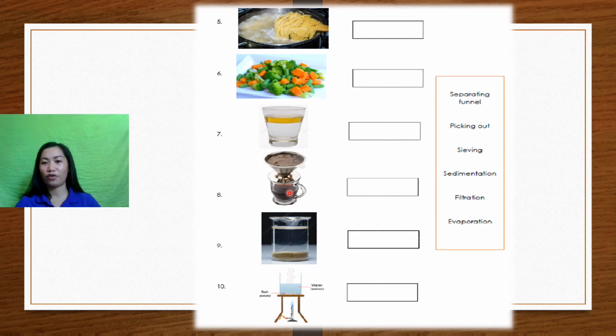For number 8, you can use a filtration paper to separate the clumps from the water, so you can get the extract of the coffee. What separation technique are you going to use in number 8? And for number 9, how about the sand and the water? How will you separate these two? And for number 10, we have the water and the salt.